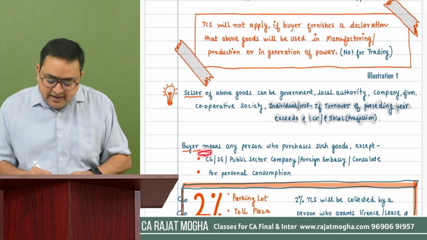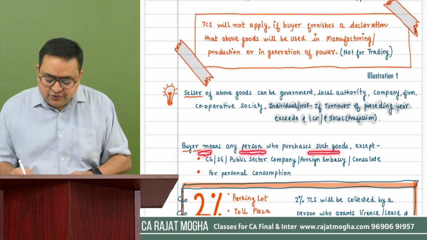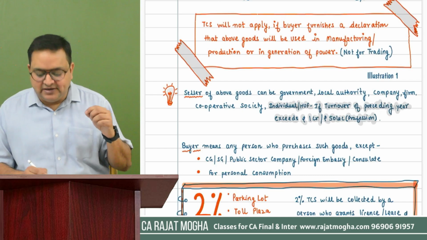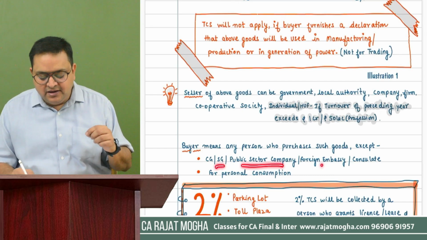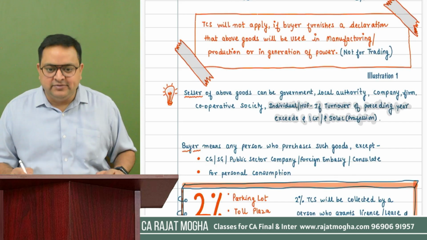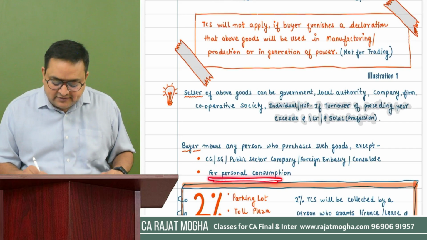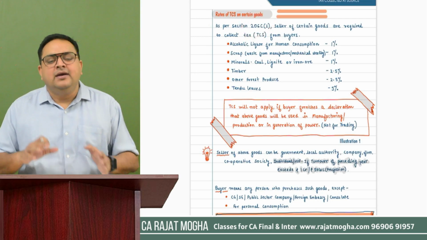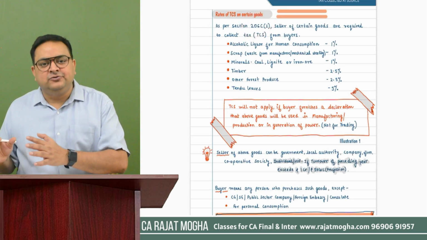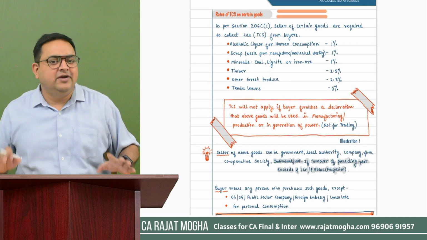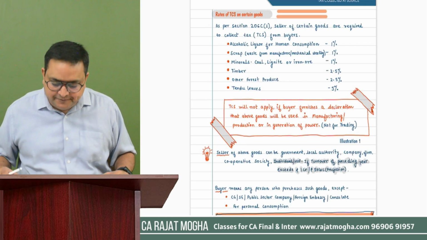Second thing, buyer means any person who purchases such goods except the central government. If the buyer is the central government, we will not collect TCS from the central government, state government, public sector company, foreign embassy or foreign consulate. So we will not collect TCS from them. Or if you are using it for personal consumption. This section is 206C1. I'll be discussing some other sections also. But in this section, it says that if you are using it for personal consumption, then we are not going to apply TCS in that case.